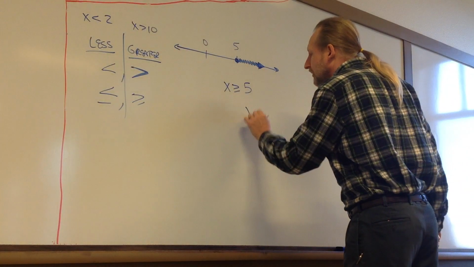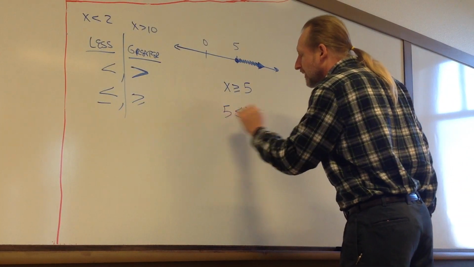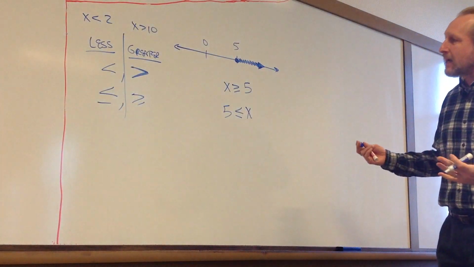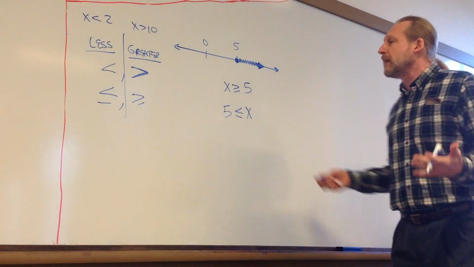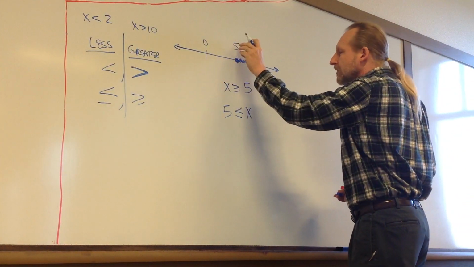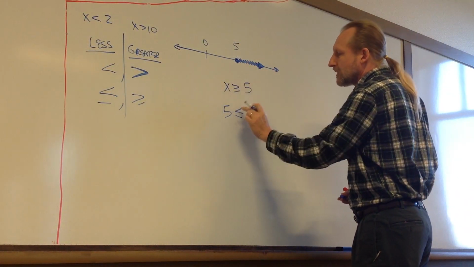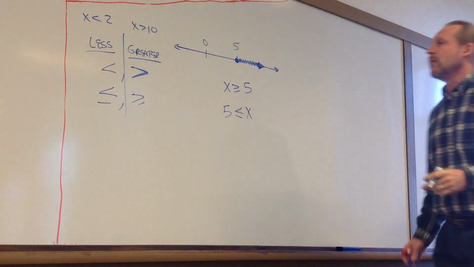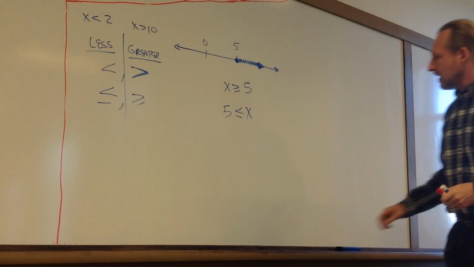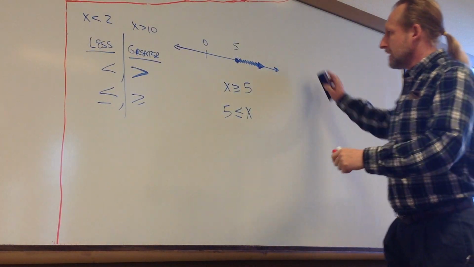You could also do it this way. You can say 5 is less than or equal to x. Either way, so long as it's pointing in the right direction. Notice that all these x's out here are bigger than 5. That's why this is pointing at the 5, because it's the smaller quantity. So that's the basic idea of the greater than and less than symbols.